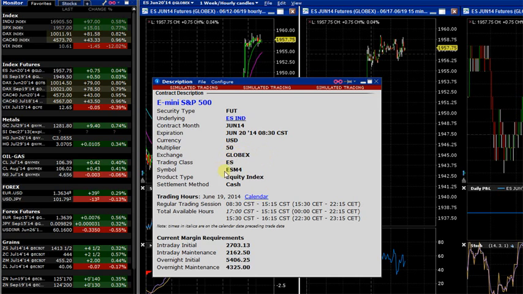Understand leverage. Let me show you something for the leverage, what that means. We've talked before about the margin requirements. Here they are on the ES. Intraday initial 2,700, maintenance 2,162.50, overnight initial 5406.25, and overnight maintenance 43.25. Let's look quickly at what the leverage would mean for me.